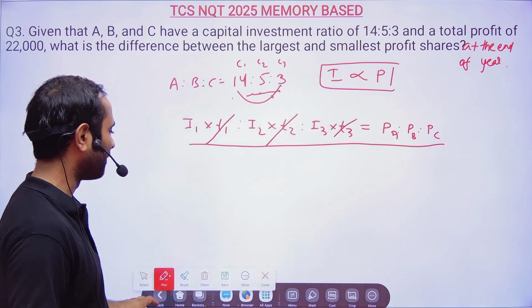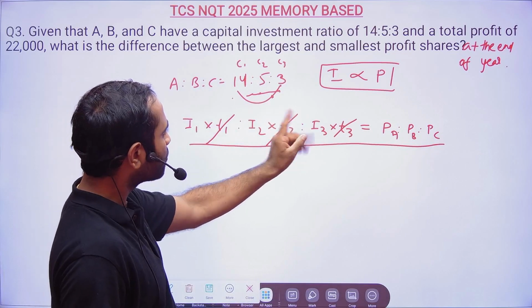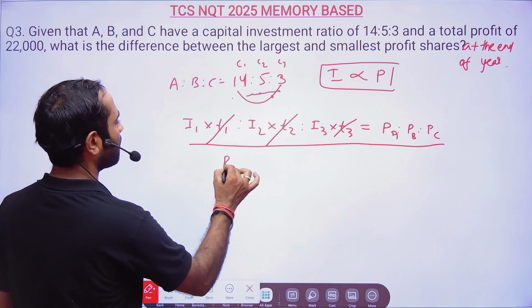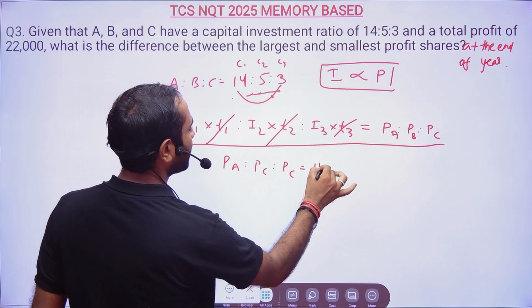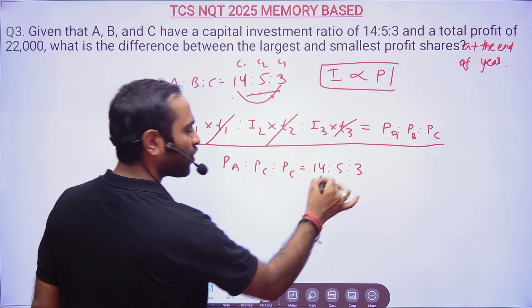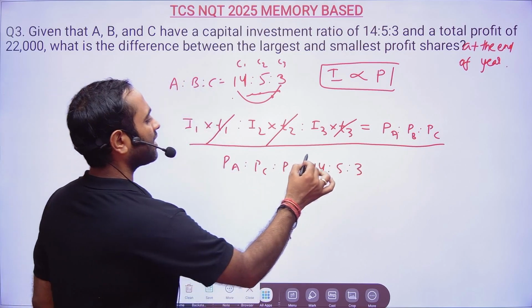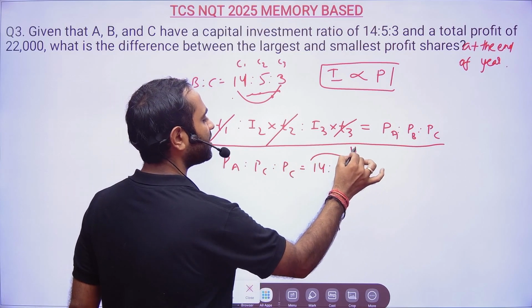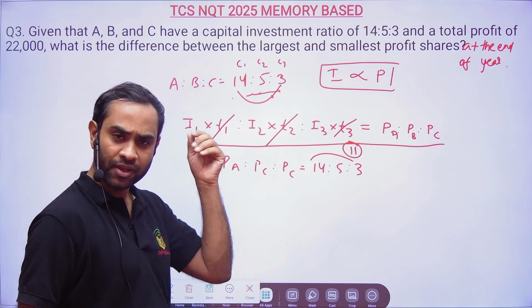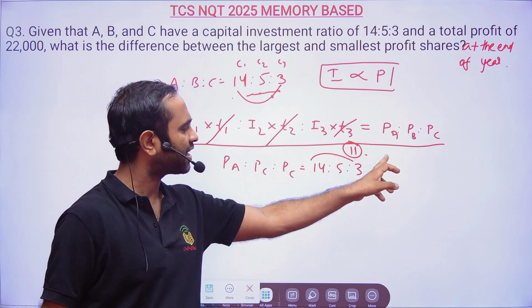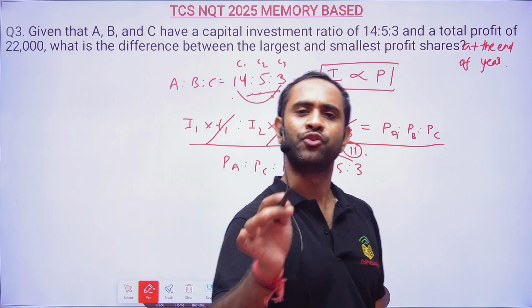Okay, anyway, now the profit ratio of A, B, C is nothing but 14:15:3. If the options are given, you can directly see which option is divisible by 11. If it is a theta based question, then you have to solve it. If it is not a theta based question, you can check which option is divisible by 11 and tick the answer.